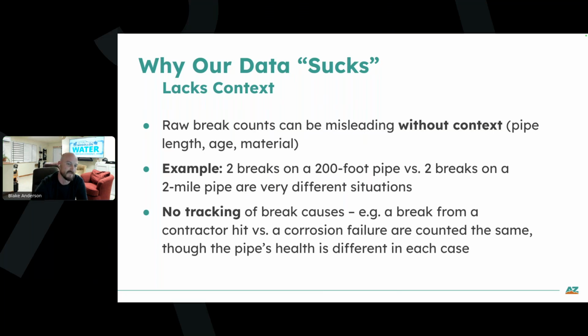But a break, on the other hand, that's from a corroded pipe wall or AC pipe breaking down, that's a red flag. And so right now, our data, if we're looking at all, tends to lump everything together, making it hard to tell which pipes are truly at risk and which ones we just simply had bad luck with.